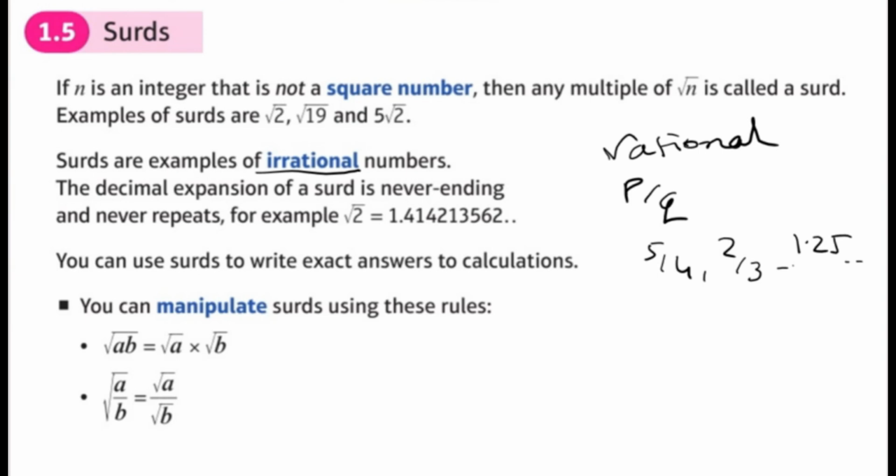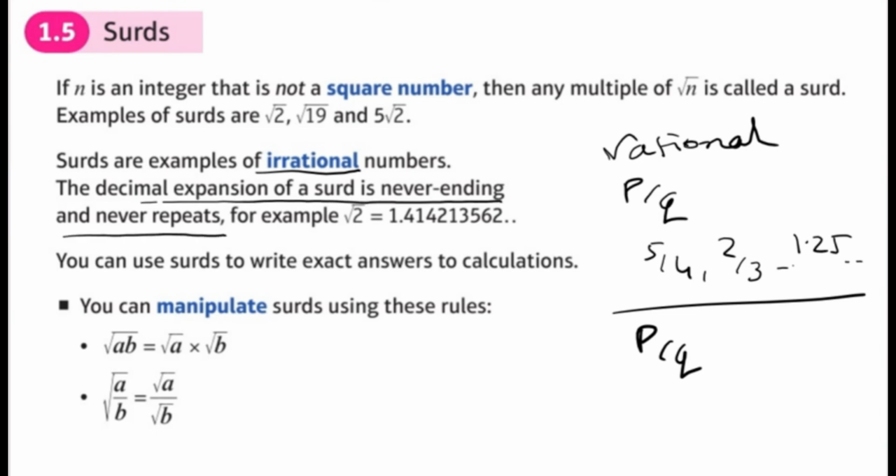An irrational number you cannot write in p over q form, and they are non-terminating and non-recurring decimals. This means the decimal expansion of a surd is never ending and never repeats. We call such a number an irrational number. Example, root 2. If you put it in a calculator, you will get numbers on and on. Other examples are root 19, 5 root 2. So surds are examples of irrational numbers.